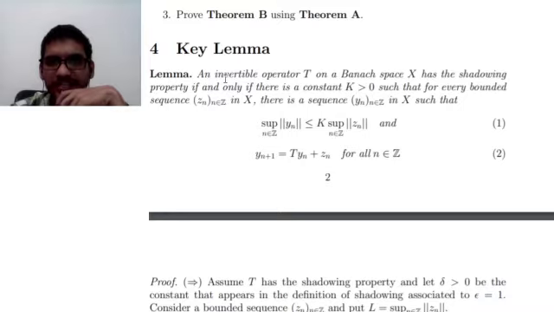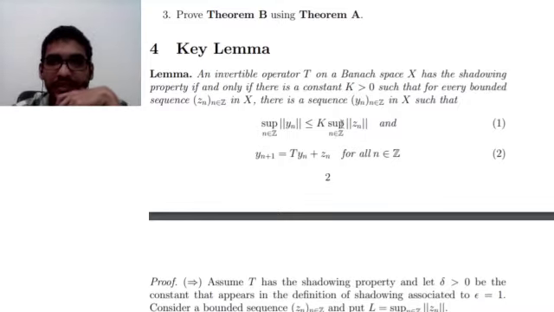The lemma says an invertible operator T on a Banach space X has the shadowing property if and only if there is a constant k greater than 0, such that for every bounded sequence c_n in X there is a sequence y_n in X such that the supremum of the norm of y_n is less than or equal to k times the supremum of the norm of c_n, and you have this equality here for all n in Z. You see that this characterizes all the operators T on a Banach space that have the shadowing property.